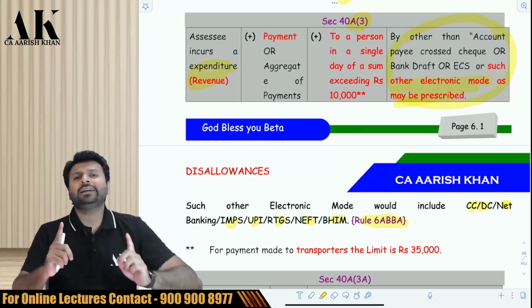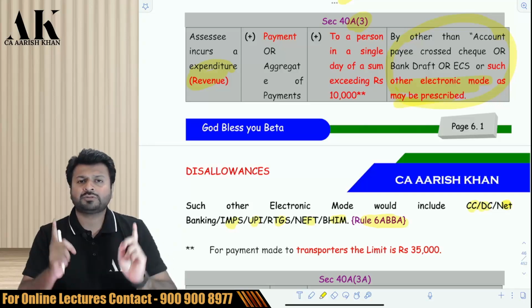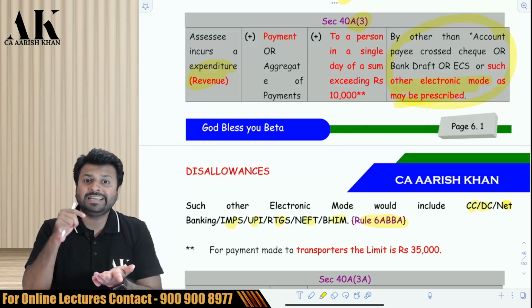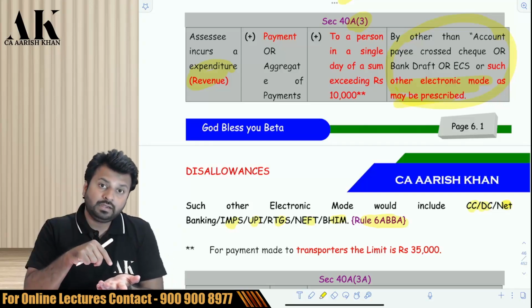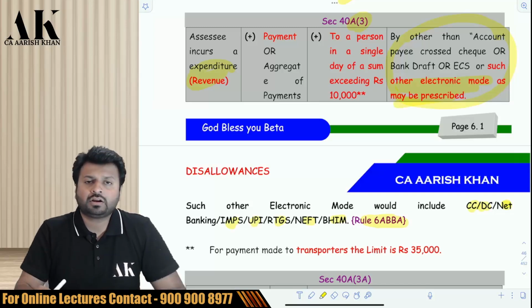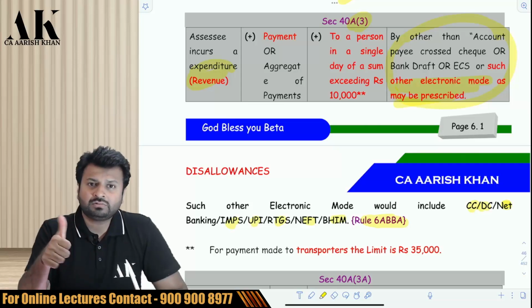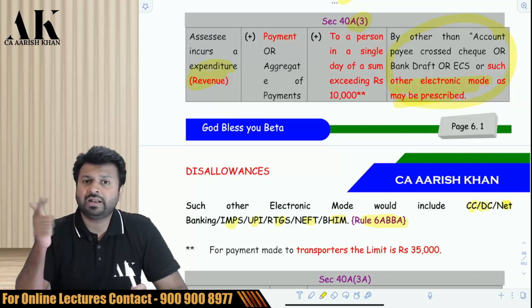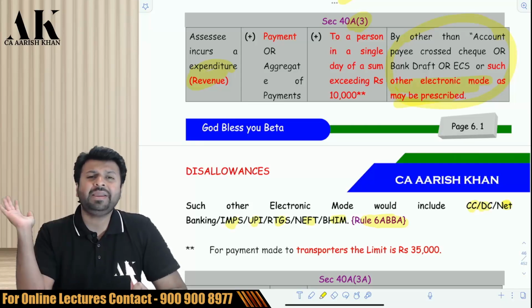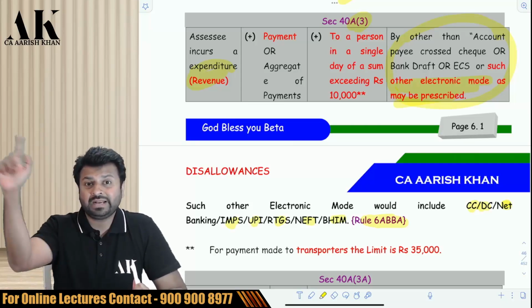So if you want your revenue expenditure allowed, you have to make the payment to a person in a day, if in excess of 10,000, by account payee cheque, account payee draft, ECS or such other electronic mode. Sir, will cash be allowed? Cash would not be allowed. Bearer cheque? Not allowed. Cross cheque? A cross cheque will also not be allowed.